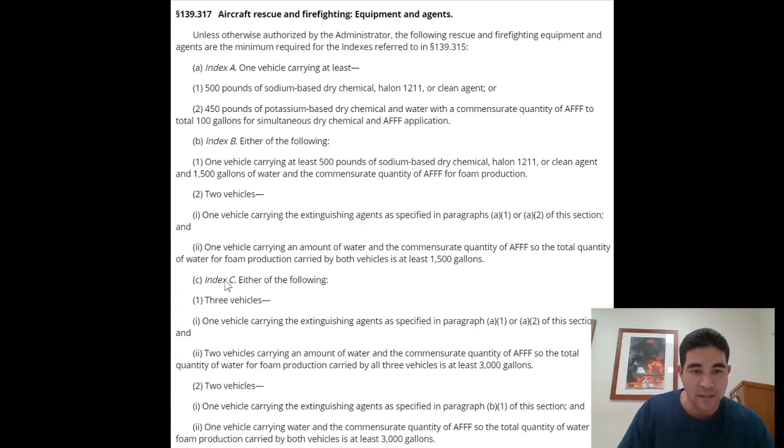Moving on, index C. Now you've got three vehicles, one carrying the 500-pound or 450. That's always going to be there, you always need this in every index. So one vehicle carrying that and two vehicles carrying the amount of water for foam production. Carried by all three vehicles is at least 3,000 gallons. So you can have three vehicles or two vehicles, but you need 3,000 gallons of water for foam and you need your dry chem. That's index C. Okay.